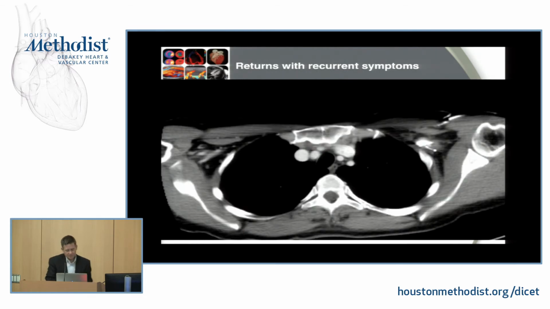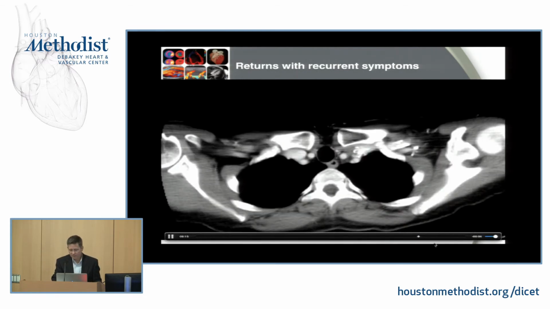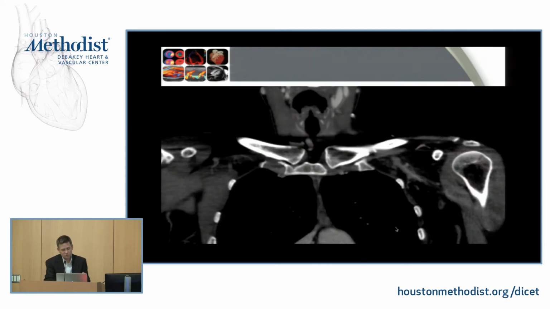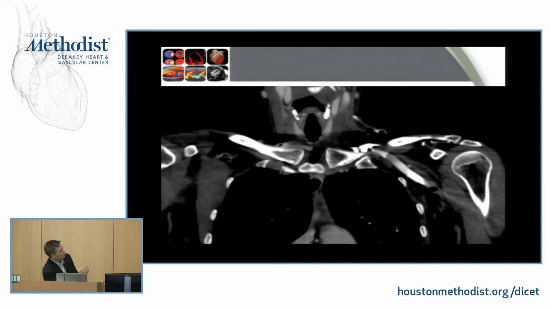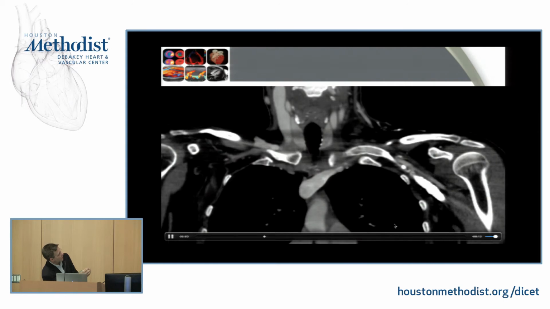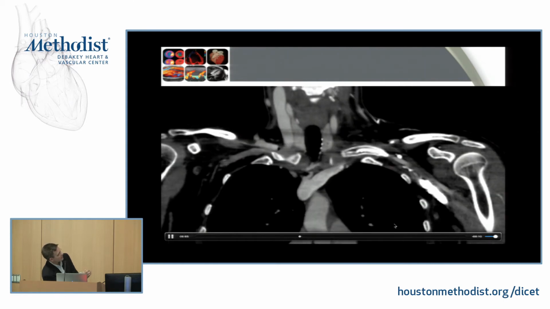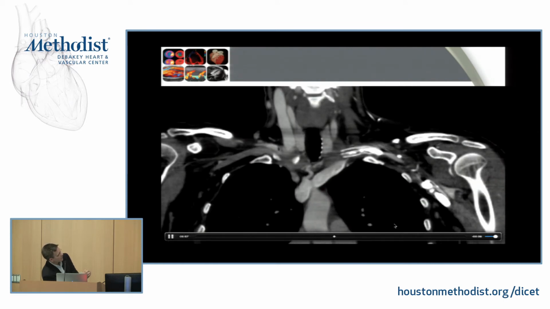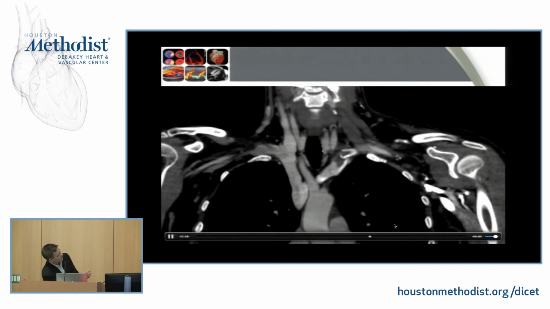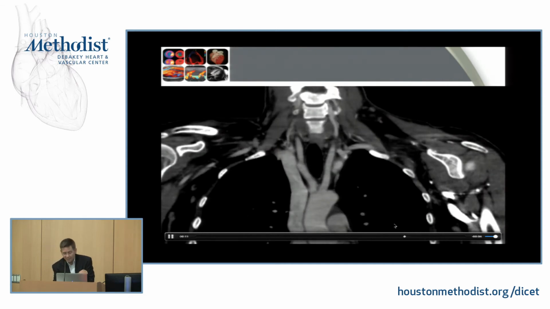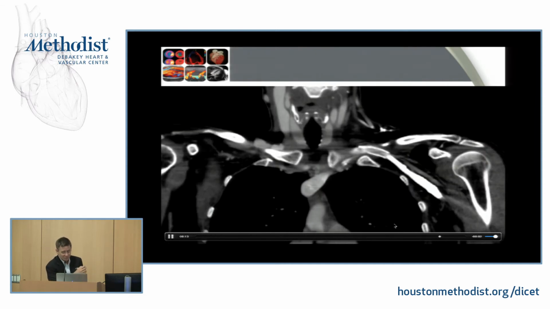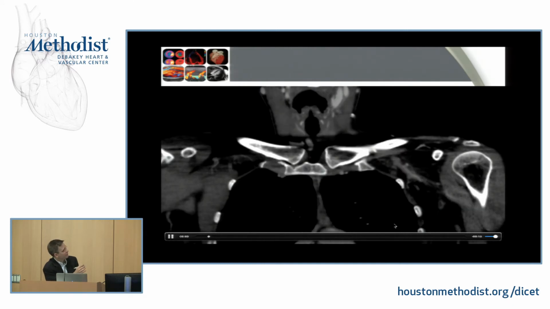And then down inside, see if I can play that. Actually, the next image shows better. So here are the coronal reconstructions. We can see actually thrombus within the stent here, and then thrombus trailing into the central veins coming down here. Not ideal in somebody in their 30s, or any age, honestly, for that matter.